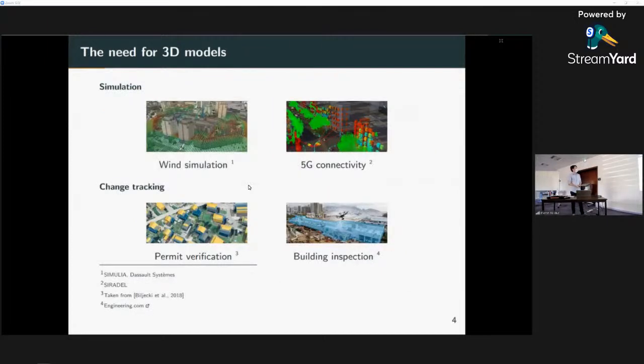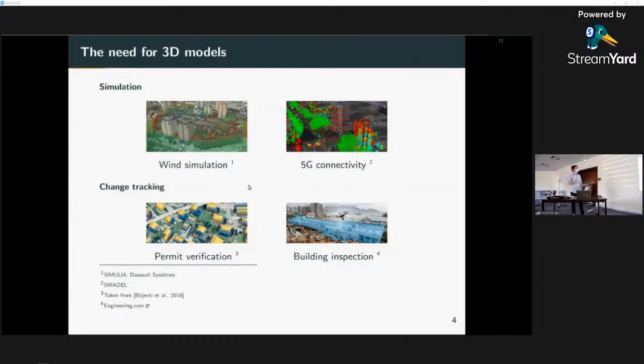So why do we need 3D models? Well, I give here a few examples. In the domain of simulation, wind or sun exposure simulations are often done on LOD models from geographic information systems, and require therefore parsimonious, three-dimensional representations. Another kind of simulation, for instance, could be 5G connectivity, where the high frequency waves require very precise geometry, and therefore we often use dense representation. The LOD geometry is not enough.